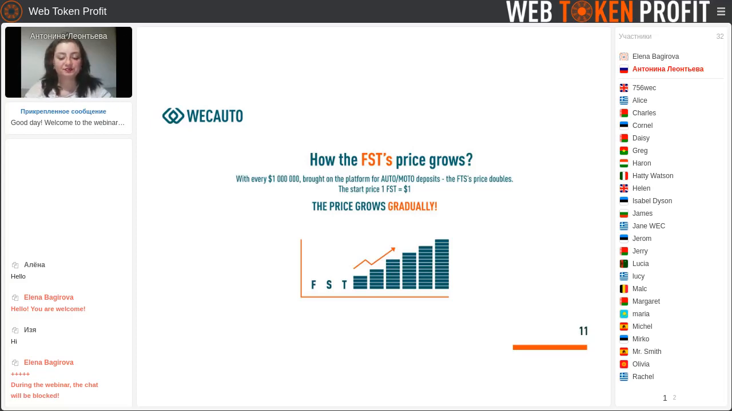We can see that the Faster rate will grow with a gradual increase according to a smooth schedule. The scheme is also simple. Every $1 million contributed to the system by depositing under the WECAuto program increases the Faster cost by 2 times. At the beginning of this year, when I made my deposit, the cost was $3.3 for one Faster, and nowadays it's more than $25. So if you want to get your money faster, make a deposit nowadays.